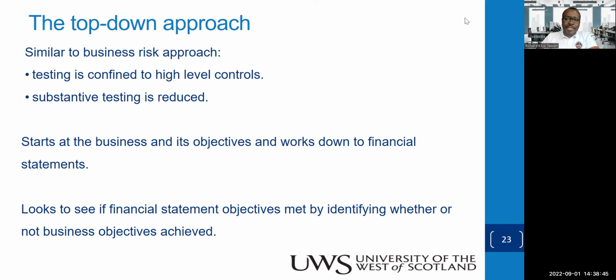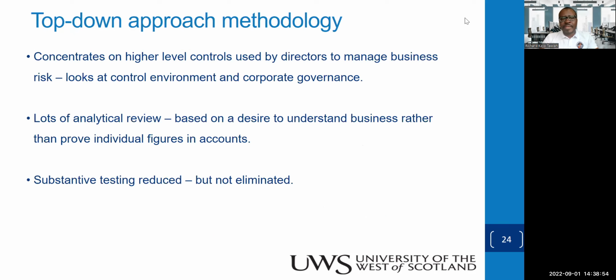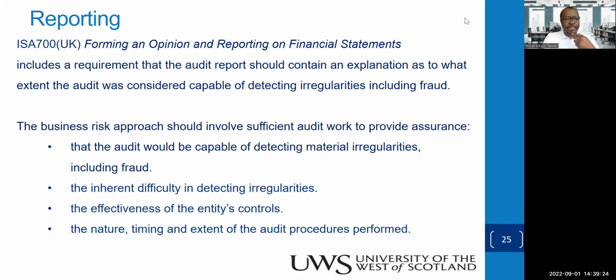So check, have the financial statements helped the management to achieve their objectives? How does it flow through? It's like a directional testing, but from the top to the bottom. So the top-down approach will concentrate on higher level controls by management, look at controls at the senior level, at the control environment level, corporate governance. Conduct a lot of analytical reviews, ask questions, prove that they are working. If they are not working, of course, you do more substantive testing. But if they are working, substantive testing is reduced. You can never say, I won't do substantive testing at all. You must always do some substantive testing.